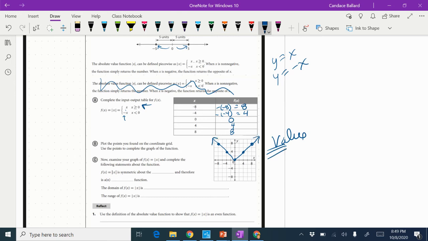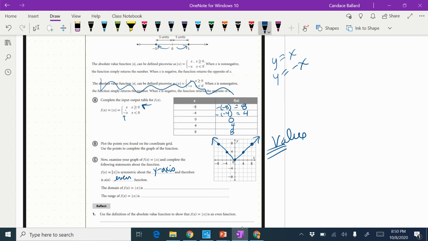Okay. So now examine your graph of f of x equals the absolute value of x and complete the following statements about the function. The absolute value of x is symmetric about the y-axis, right? Because I could fold on that line, and therefore it is an even function. Okay, so an even function is symmetric about the y-axis. That's one way to show it, and then we'll show the other way here in Reflect 1.